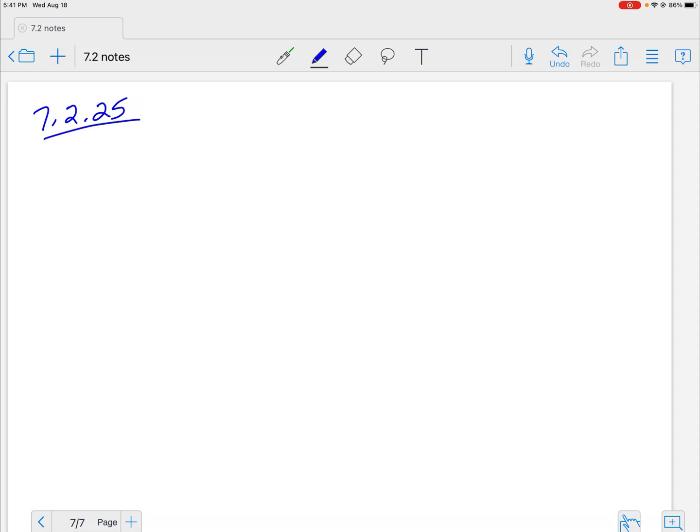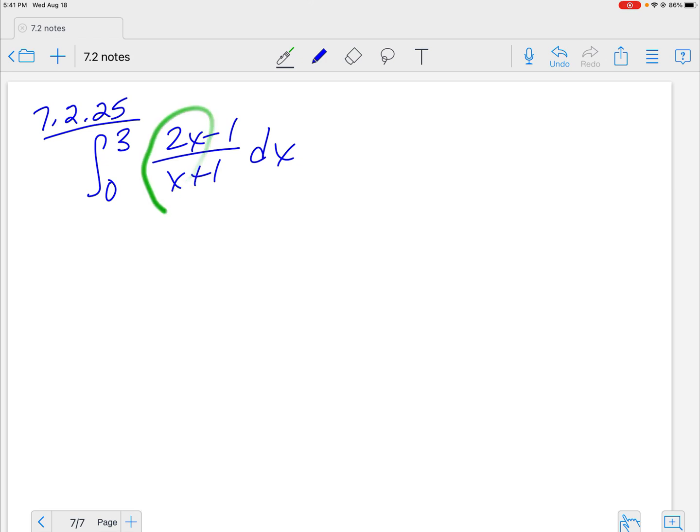Okay, now I want to look at one of our homework examples. So I'm going to go from 0 to 3 of 2x minus 1 over x plus 1 dx. Now remember how I said you look for certain things to have this pulled off. The degree in the denominator and the numerator are the same. So u sub can work. It's a fancy u sub, and I'm going to show that to you.